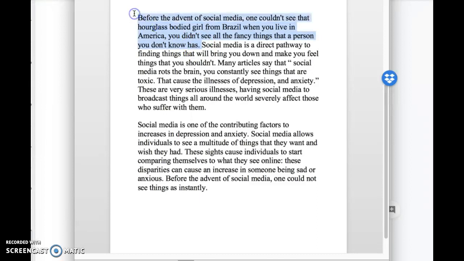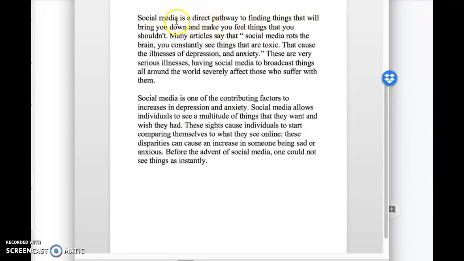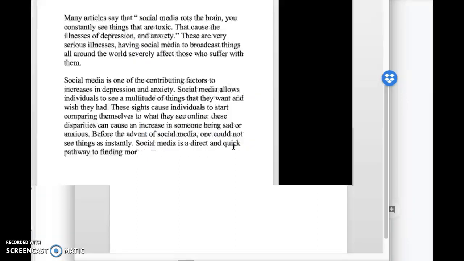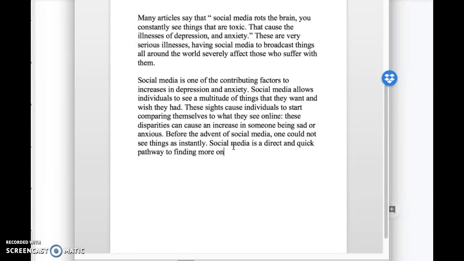And then social media has direct pathway to finding things that will bring you down and make you feel things that you shouldn't. The first part is okay, but I think just saying social media is a direct and quick pathway to finding more content, maybe, I guess. And then you have many articles say that social media rots the brain.